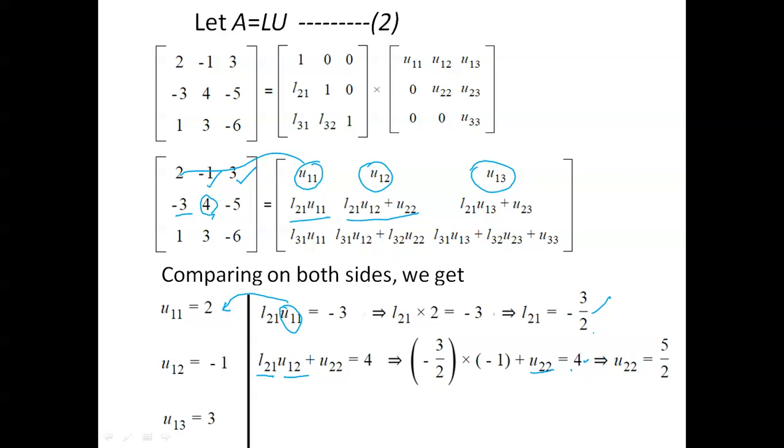Next we compare the second row and third column element. L21 U13 plus U23 equal to minus 5. We already know the L21 value. L21 value is minus 3 by 2.